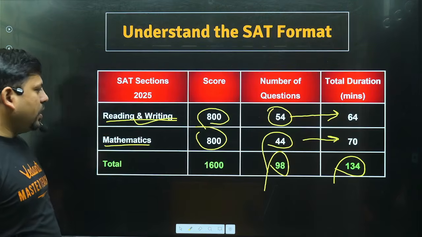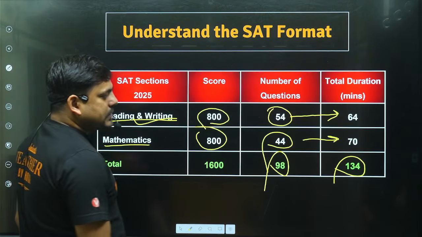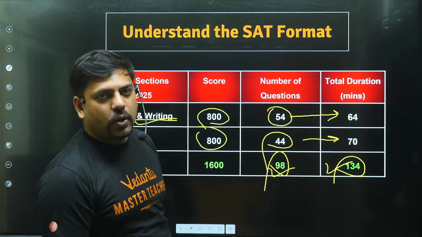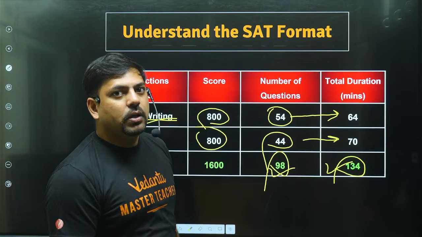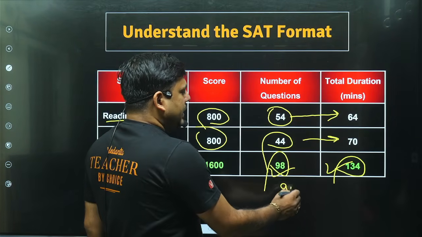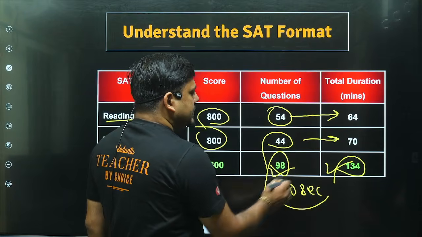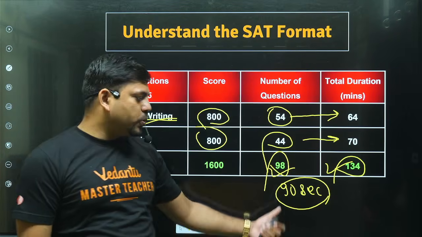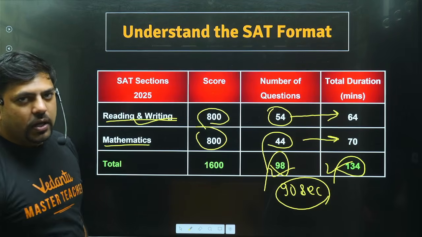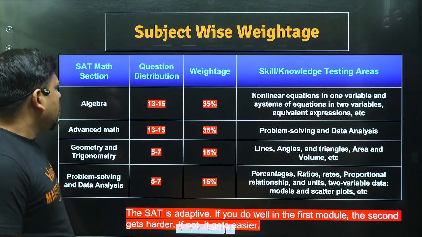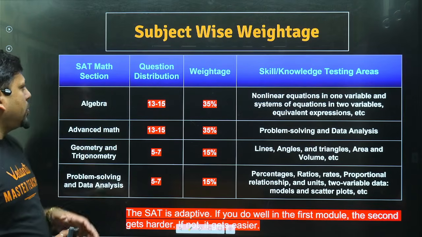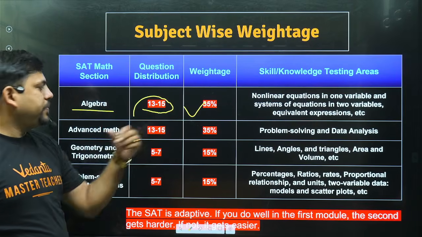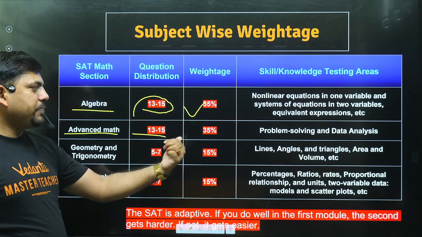Now moving forward, one more thing: this number of questions and this amount of time actually show that you are getting less than 1.5 minutes, which means every question gets less than 90 seconds, and it tells us that the questions are probably not that tough. Only then will you be able to solve them within 90 seconds. Otherwise, it won't be possible. So in mathematics, if I talk about the SAT mathematics section, algebra has 13 to 15 questions, and the weightage is 35%. Advanced math has again the same percentage.